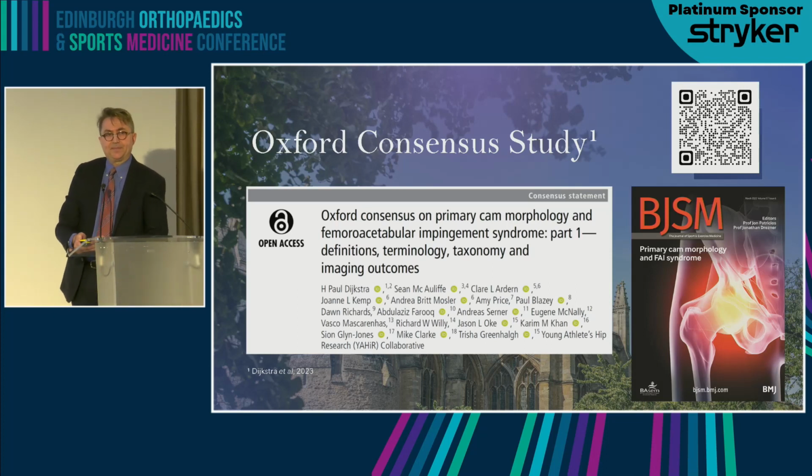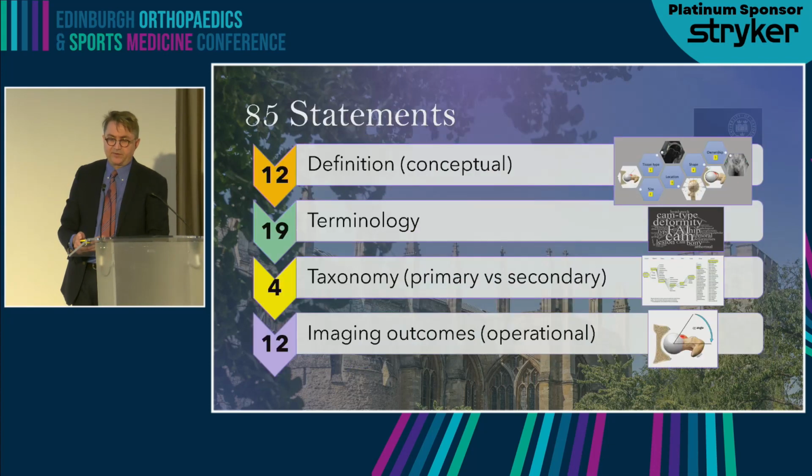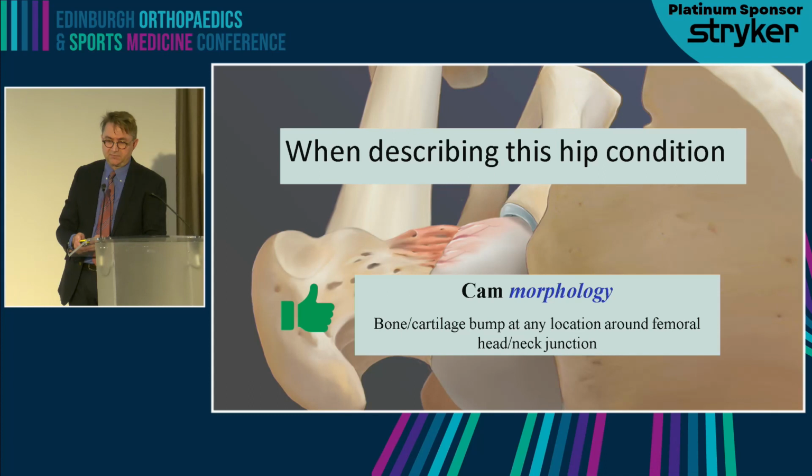Building on this work, and as part of my PhD, we got together a much larger panel in Oxford, the so-called Oxford Consensus Study, including patients, and 11 orthopedic surgeons, 10 patient and public involvement group members, 17 physical therapists, 13 physicians, 6 radiologists, and 8 researchers. So 65 panelists who scored 85 statements: 12 definition statements, 19 terminology statements, 4 taxonomy statements, 12 imaging outcome statements, and 38 research statements that I'll discuss in my last presentation of the day.